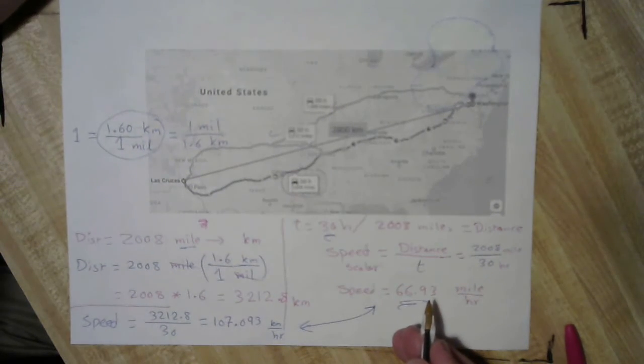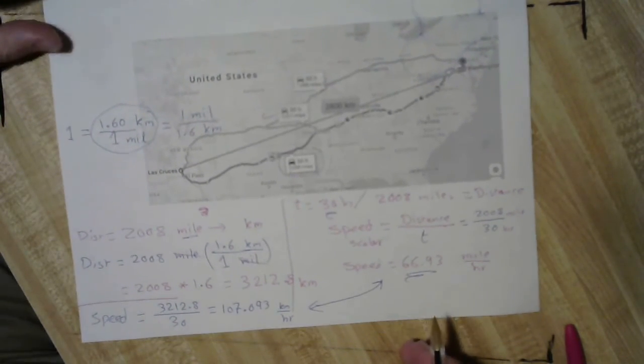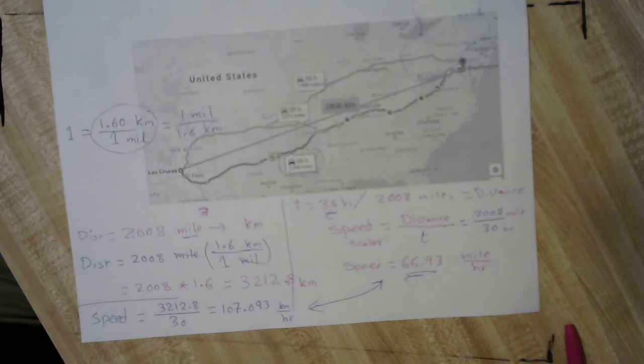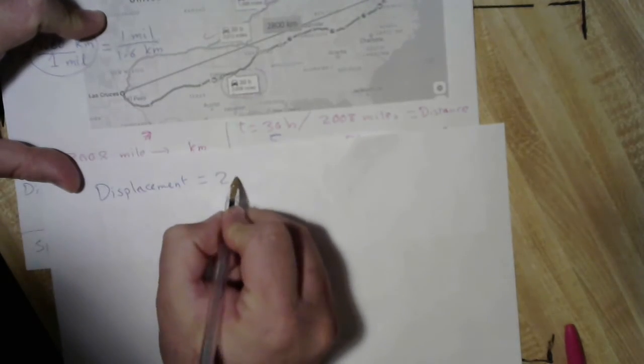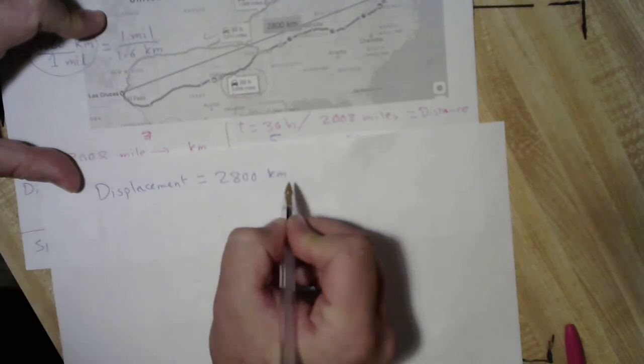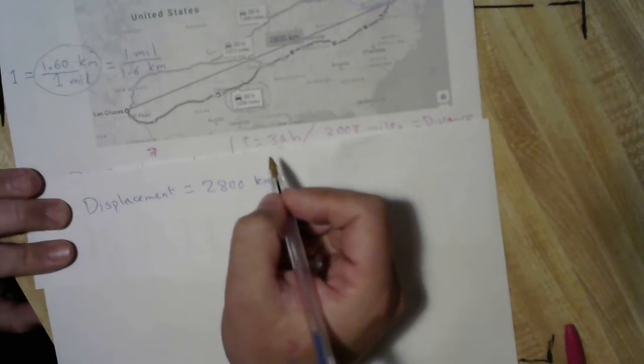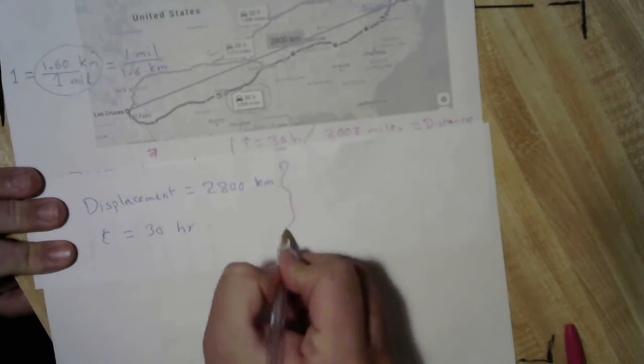Now, how much the displacement between the first point and the final point? I can compute it like this. Displacement is equal to 2,800 kilometers. What if I take the same time and I need to calculate?